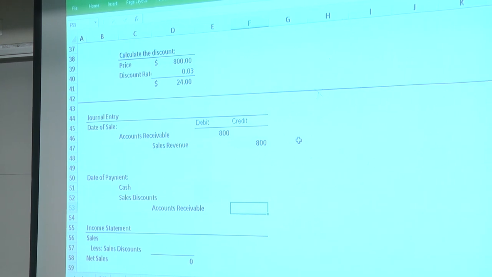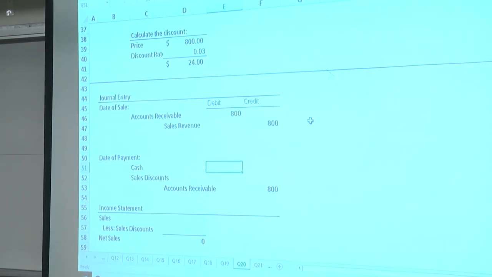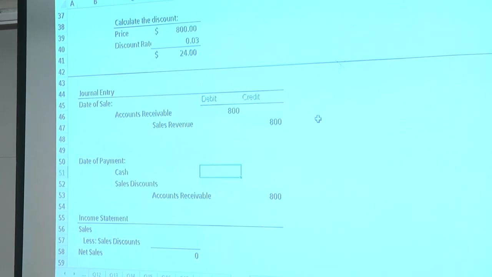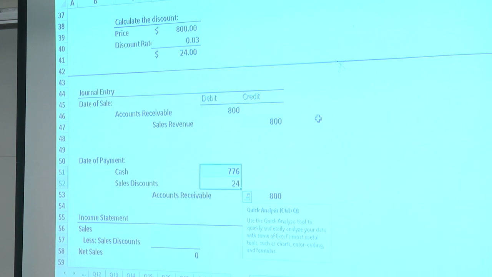So on date of payment, we know that we had accounts receivable before, so now we're going to credit accounts receivable for $800. A big clue into the sales discount here is that the customer paid within 10 days, so they're not going to have to pay the full amount. It wouldn't be correct to put $800 in cash. So we know our sales discount is 24, and to balance this entry, we're going to need a 776 here. Now the total of the debits match the credits, 800 and 800. So this is the full journal entry.